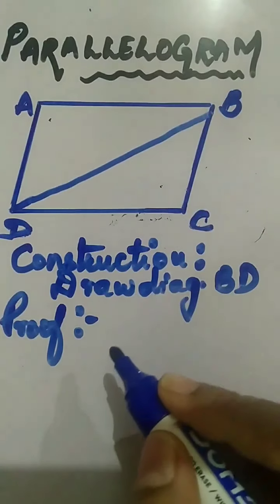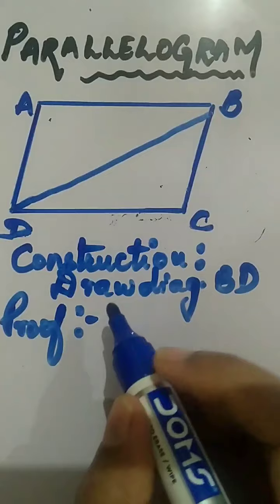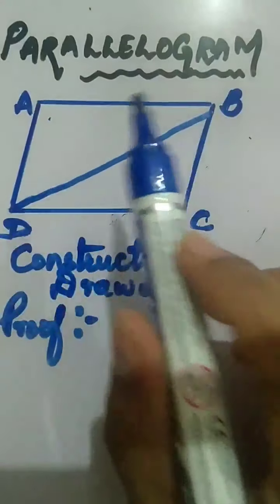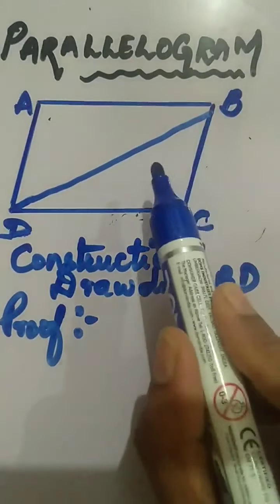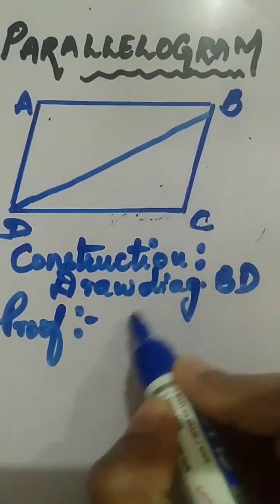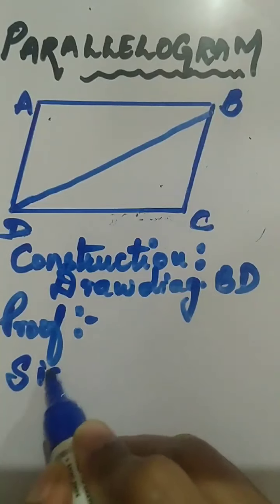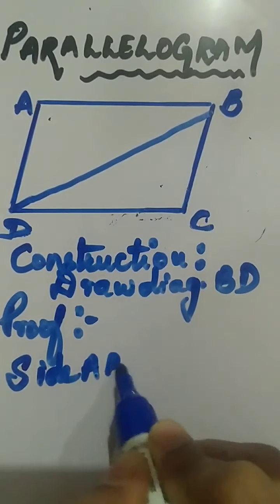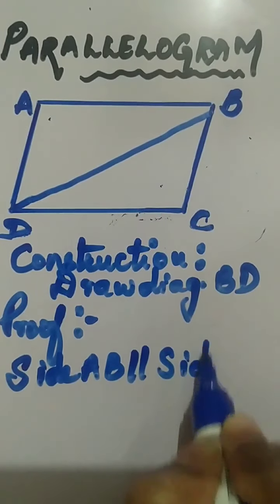Okay, so how will you go for it? First of all, we know that this is a parallelogram. That means, if this is a parallelogram, then the opposite sides should be parallel. So let us write that. Side AB parallel to side CD.